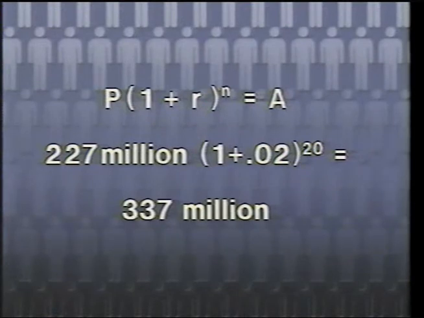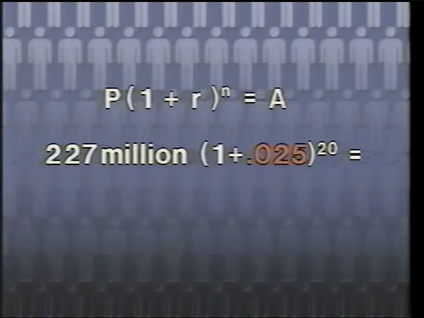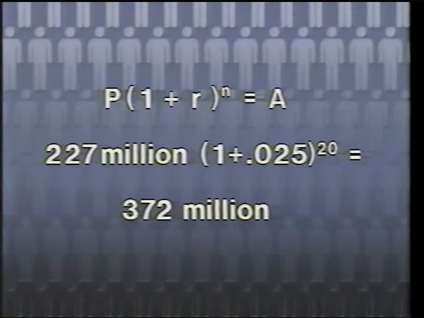Now, what will happen to the population size if we increase the growth rate by a small amount, say half of 1%? Now, R is equal to 2.5%. After 20 years, the population will be 372 million people. With a change in growth rate of just 1/2 of 1%, we get a difference of 35 million people. You can see why it's important for social planners to have accurate predictors of population growth.